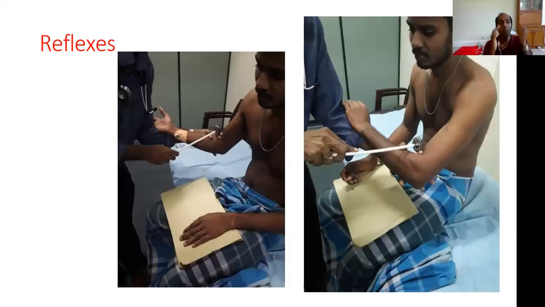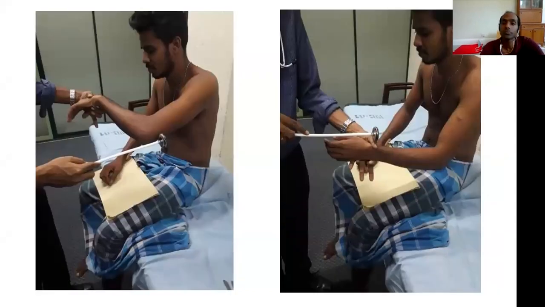Reflexes: just observe in these pictures the proper way of examining the biceps reflex, and the triceps reflex, and then the supinator reflex.